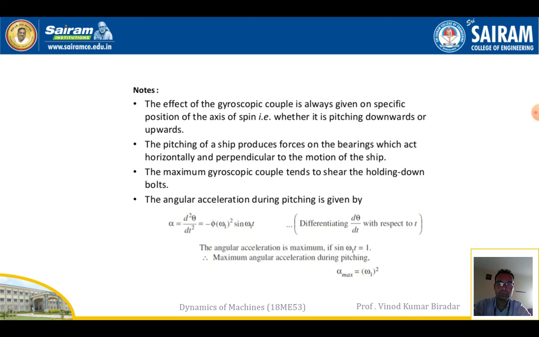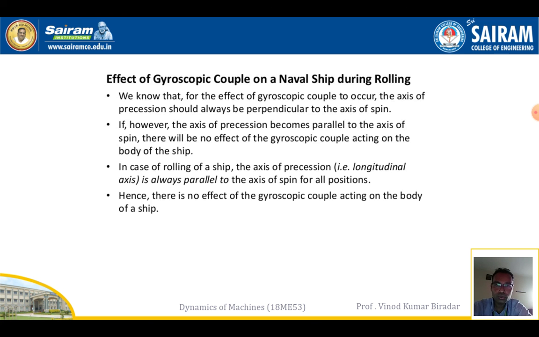The effect of gyroscopic couple is always given for a specific position of the axis of spin, whether pitching downward or upward. The pitching of a ship produces forces on the bearings which act horizontally and perpendicular to the motion of the ship. The maximum gyroscopic couple tends to shear the holding down bolts. The angular acceleration during pitching is given by these formulas, which are required while solving problems on naval ships.